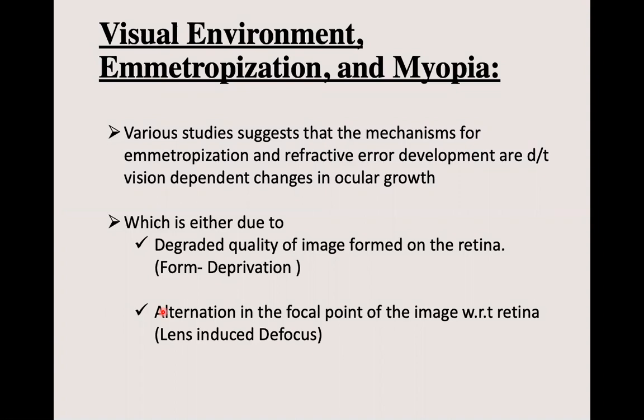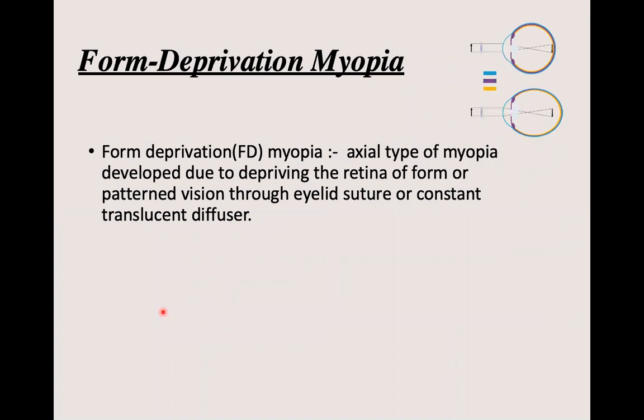Now, what do you mean by form deprivation myopia? Form deprivation type of myopia is actually an axial type of myopia, which develops due to depriving the retina of form. That means there is a poor quality image on the retina, or pattern vision through lid suture or a constant translucent diffuser.